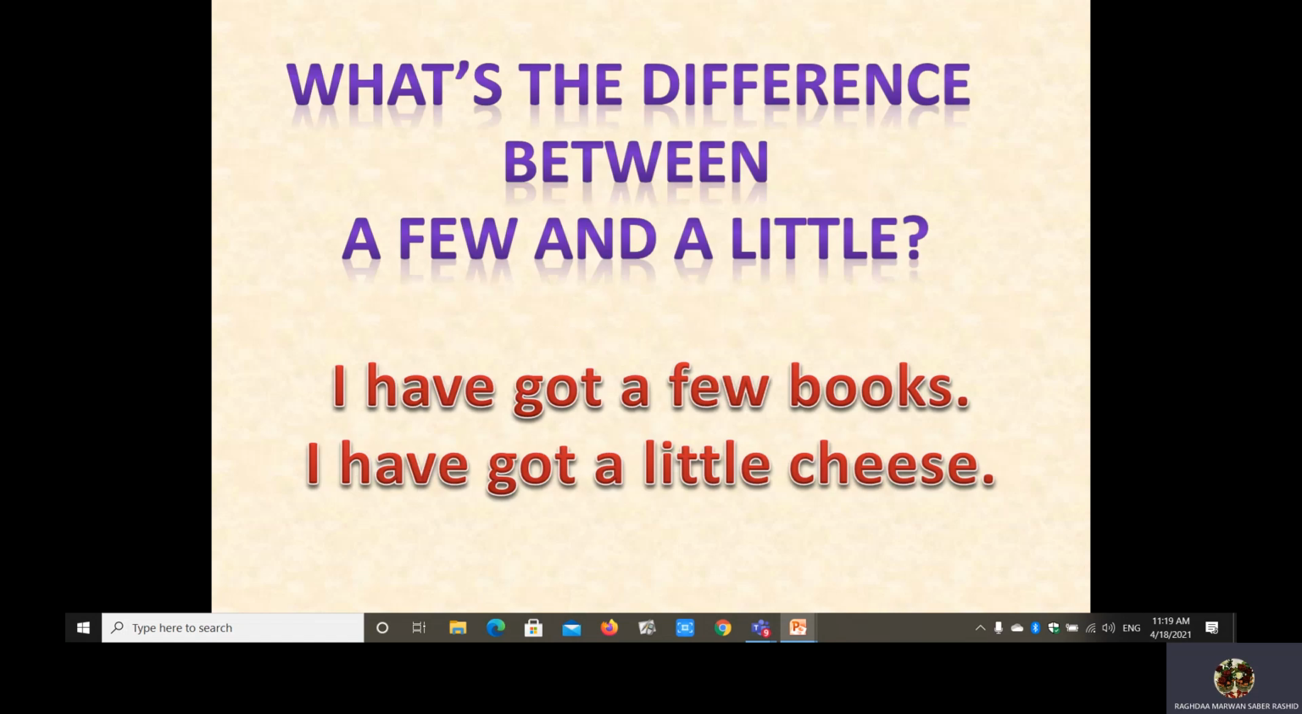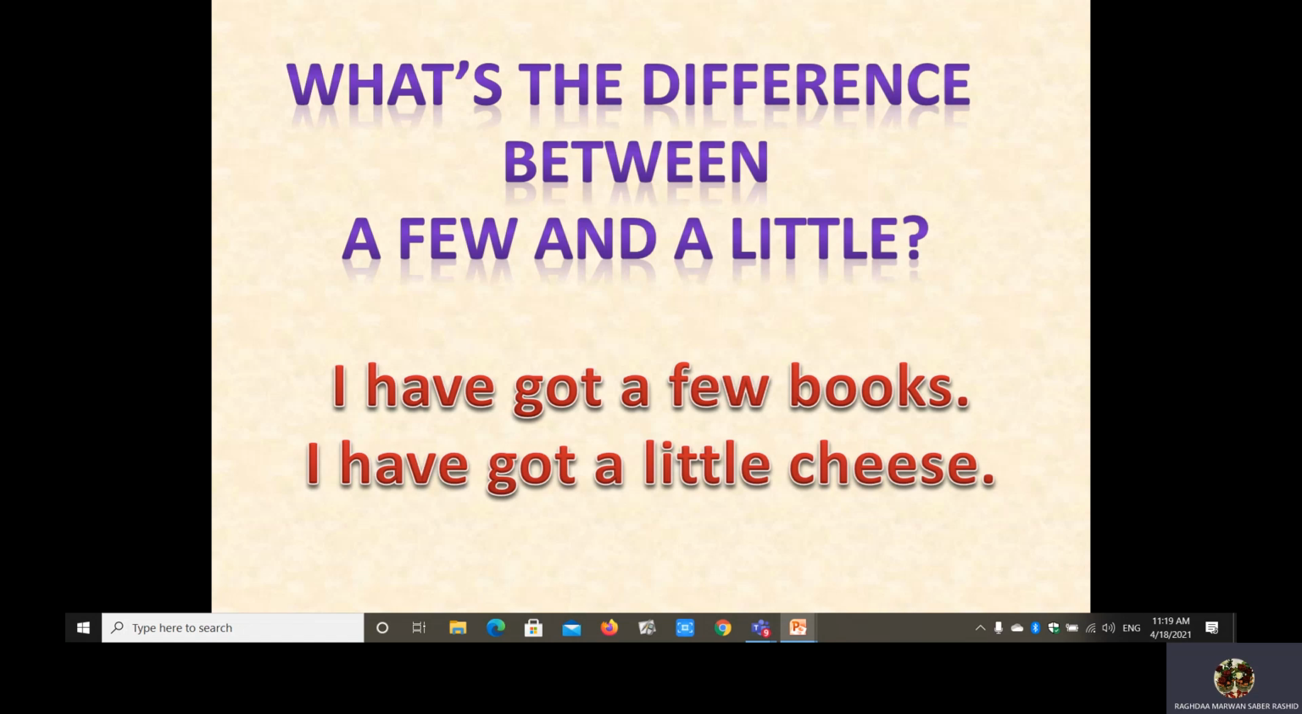What's the difference between a few and a little? This is only the small note we have here. I've got a few books. I've got a little cheese. Look at these 2 sentences and tell me the difference between them. When do we use a few? And when do we use a little? With countable or uncountable nouns? Let's see.